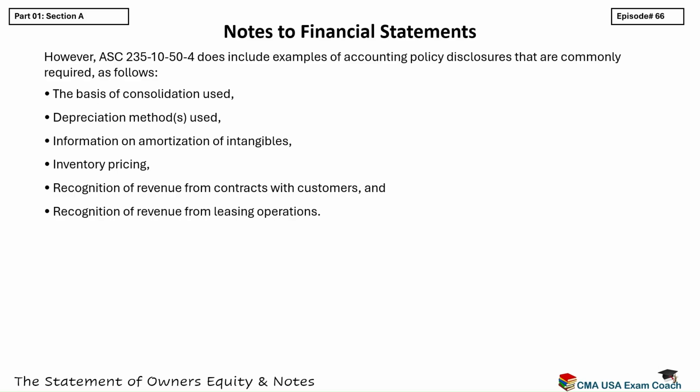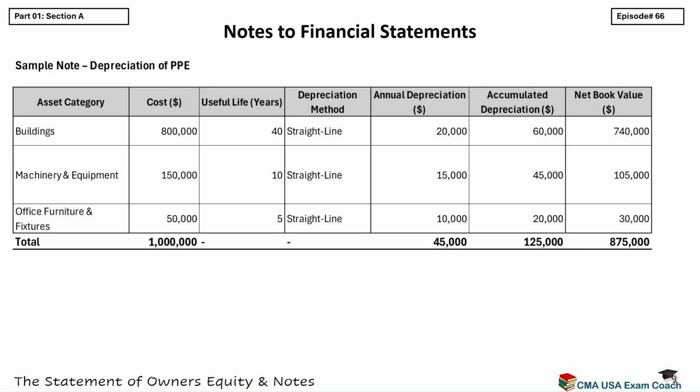Let's assume this Excel table is one of the sample notes about PPE in a company's financial statements. The table shows all the key details someone reading the financial statements needs to know about how the company accounts for depreciation. The cost column shows how much the company originally paid for each type of asset. The useful life column tells us over how many years the company expects to use each asset. This is important because it determines how much depreciation is recorded each year.